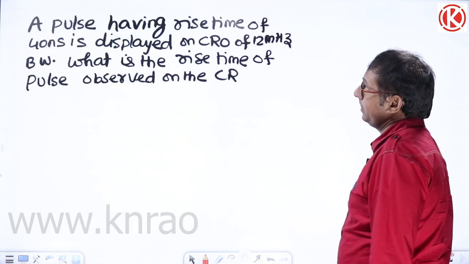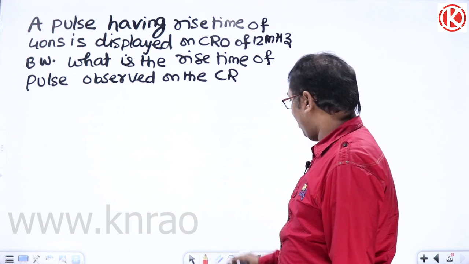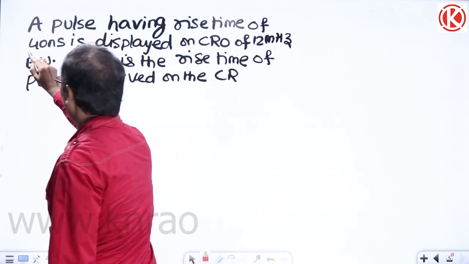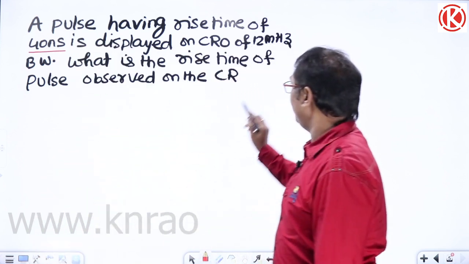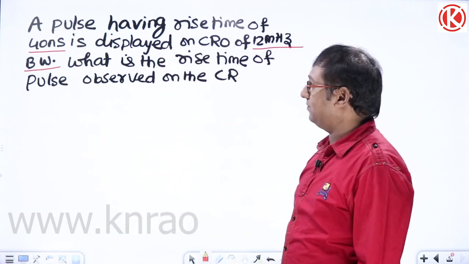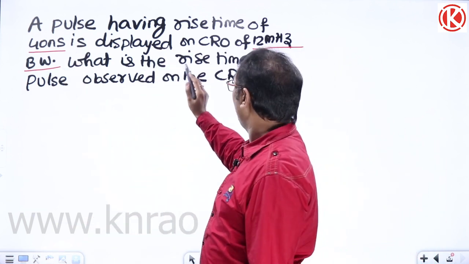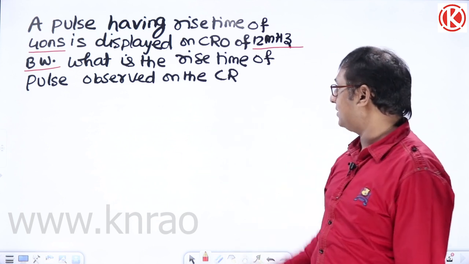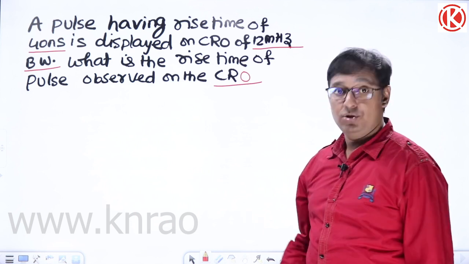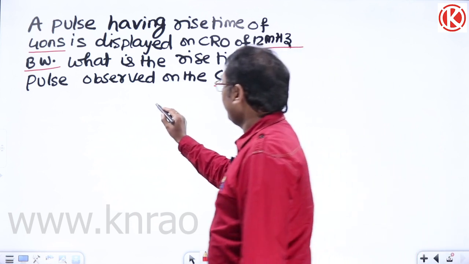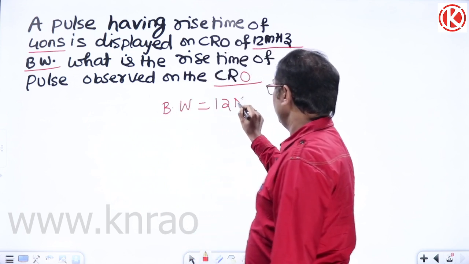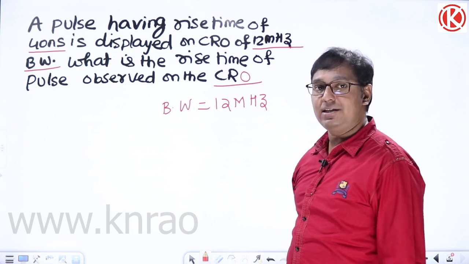Next question: a pulse having a rise time of 40 nanoseconds is displayed on a CRO of 12 megahertz bandwidth. What is the rise time of the pulse observed on the CRO screen? He is asking for the overall rise time. The bandwidth is given as 12 megahertz. What is the rise time of the CRO?